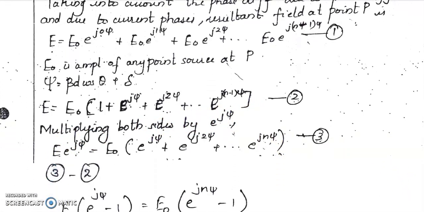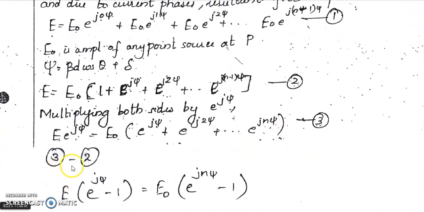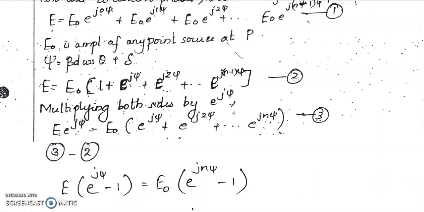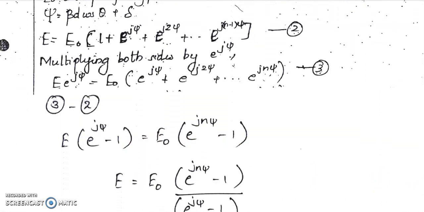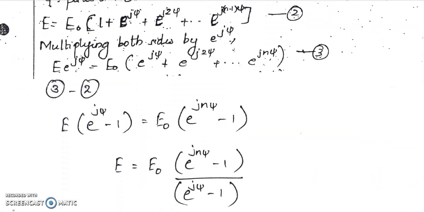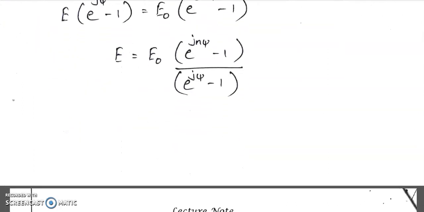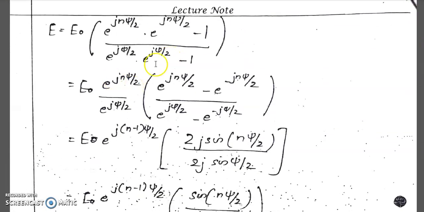Next, we go for 3 minus 2. So you will get an equation like this: E into e raised to j psi minus 1 equal to E0 into e raised to jn psi minus 1. From that, you can get the electric field E is equal to E0 into e raised to jn psi minus 1 divided by e raised to j psi minus 1. We can modify the equation like this. From the numerator term, we take e raised to jn psi by 2 outside, and from the denominator term, we take e raised to j psi by 2 outside.